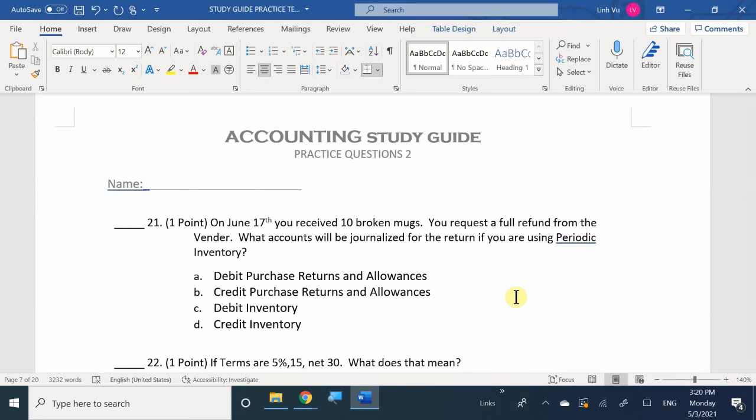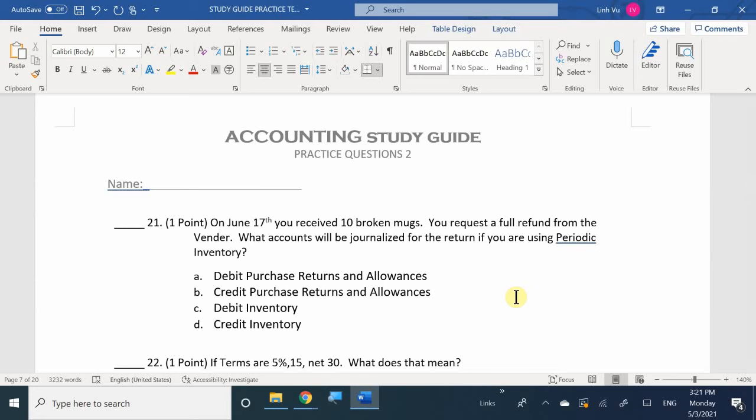That's the question. So maybe accounts receivable? So what is accounts receivable? Are we selling stuff to our customers? D, inventory. No. Wait, okay, it's going to be B. I said B because you're going to credit the purchase returns and allowances.